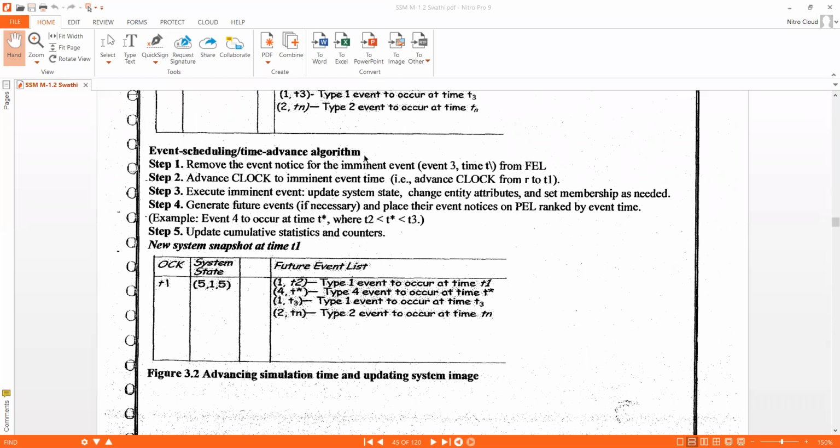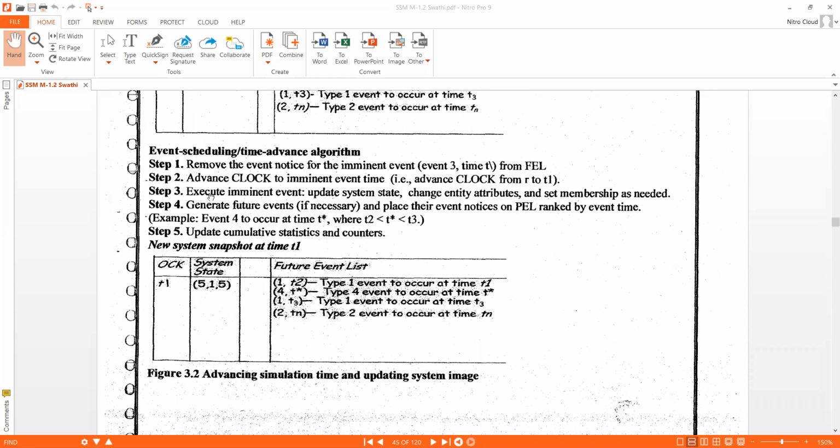Event scheduling and time advance algorithm. First step, remove the event notice for the imminent event from the future event list. First, we need to remove the event notice for the imminent event, the event which occurs at that point of time. That event needs to be removed from the future event list.